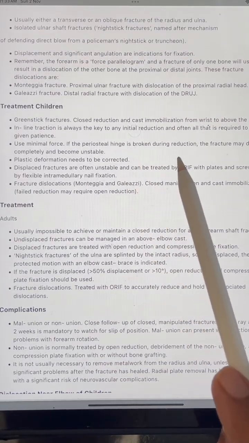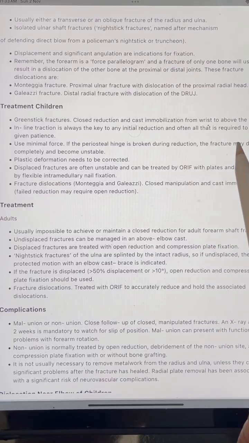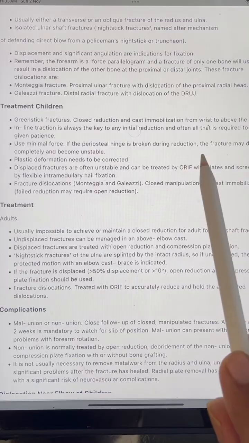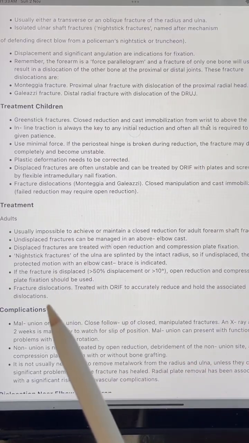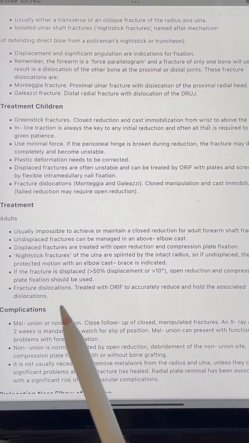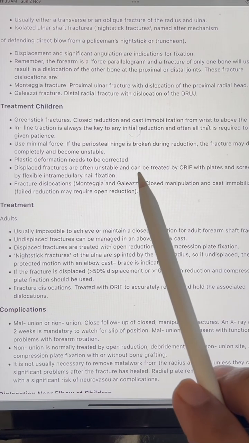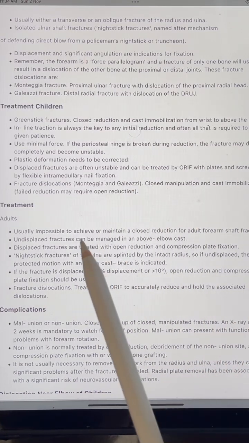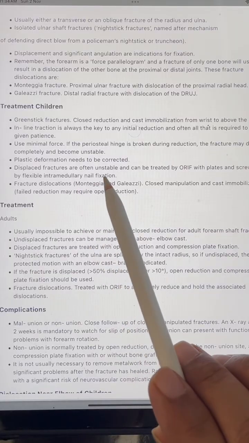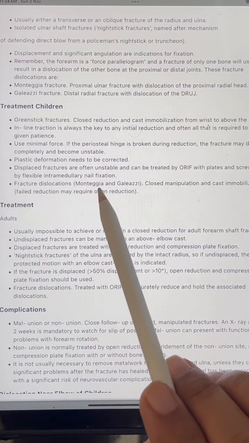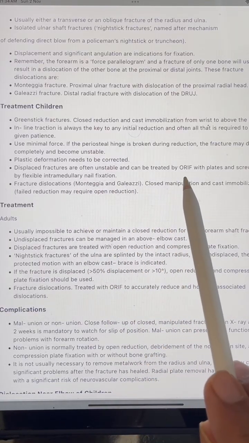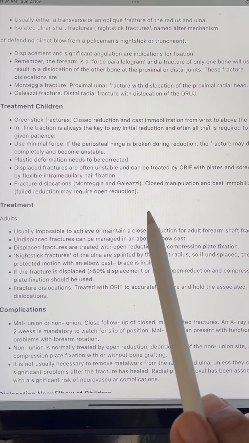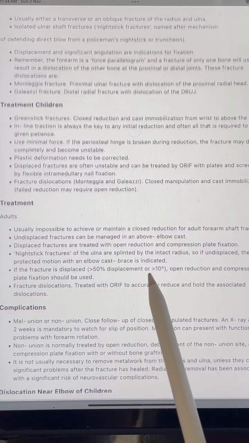Closed reduction and cast immobilization from wrist to elbow. In-line traction is key to initial reduction, and often all that is required to realign. Use minimal force; if the periosteal hinge is broken during the reduction, the fracture may displace completely and become unstable. Plastic deformity needs to be corrected. Displaced fractures are often unstable and can be treated by ORIF with plates and screws. For fracture dislocations like Monteggia and Galeazzi, closed manipulation and casting.